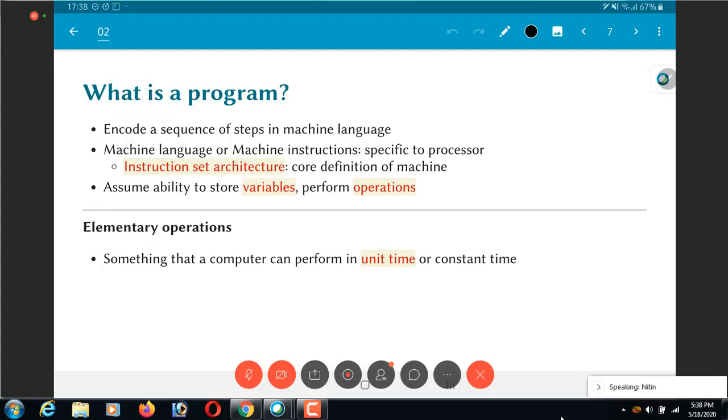It does not mean one clock cycle. It could mean 10 clock cycles. It could mean 100 clock cycles, provided that that time remains constant irrespective of the program that you are trying to run.